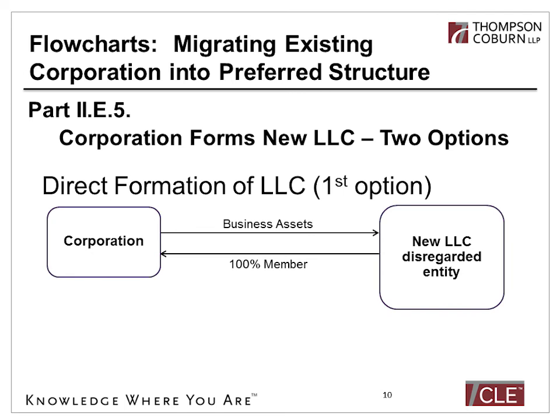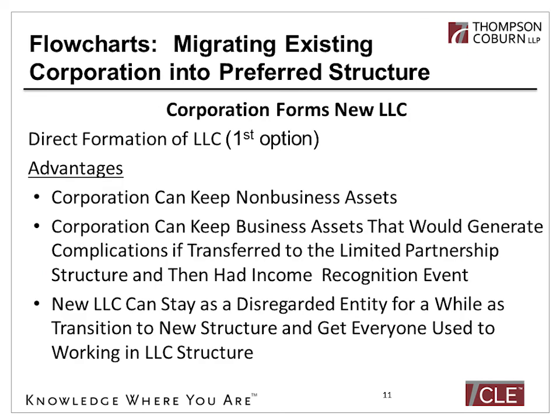So on slide 10, the corporation can just transfer all of its business assets into the new LLC and take back a 100% membership interest. Slide 11, an advantage of that is you can choose which assets are going to be going into this LLC, and if there are any assets that would generate complications, you can just hold on to them. The new LLC stays as a disregarded entity for a while as you transition to a new structure and get everybody used to working in the new structure.